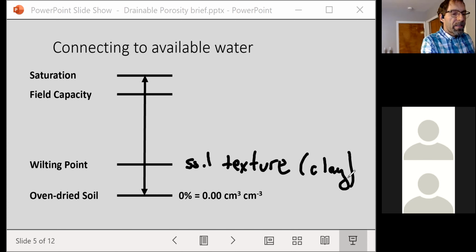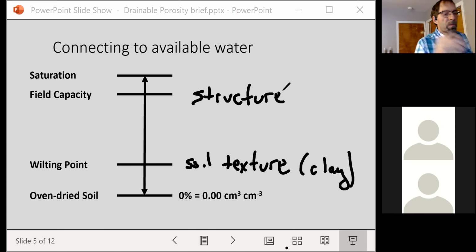Then we go up to field capacity, and field capacity is controlled more by soil structure. Field capacity is related to the pores and the water that will stay in the pores, the size of the pores, because bigger pores will allow water to flow out under the influence of gravity, while smaller pores will hold on to the water by capillarity. Water will be trapped within aggregates. Then depending on the size of the pores between the aggregates, water can be held in those, or water can flow through. So we're talking about structure.